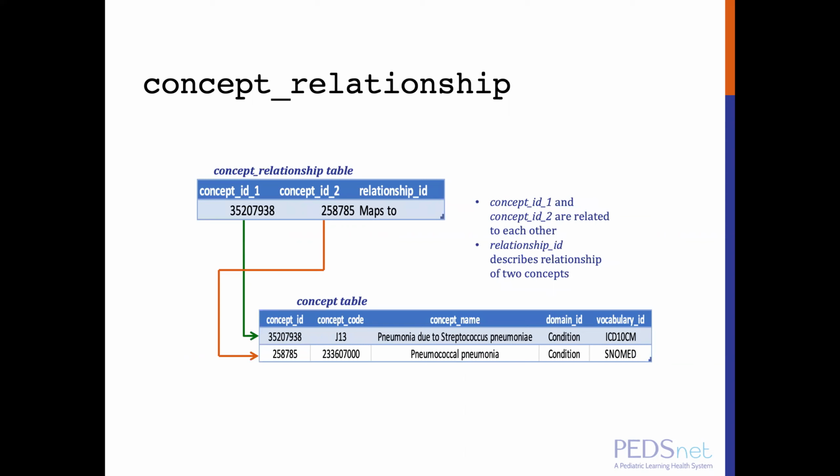So this is to illustrate back to that pneumonia example. So taking that pneumonia due to Streptococcus pneumoniae, that J13 concept code has a concept ID here, which maps to this concept ID 1, or the same one here. And then we can say this concept ID 1, which we know is that ICD-10 code, it will map to a SNOMED code, which has an ID of 258785. You go look here in the concept table. And you'll see that that maps to this concept code, which is for pneumococcal pneumonia, a condition in the SNOMED vocabulary.